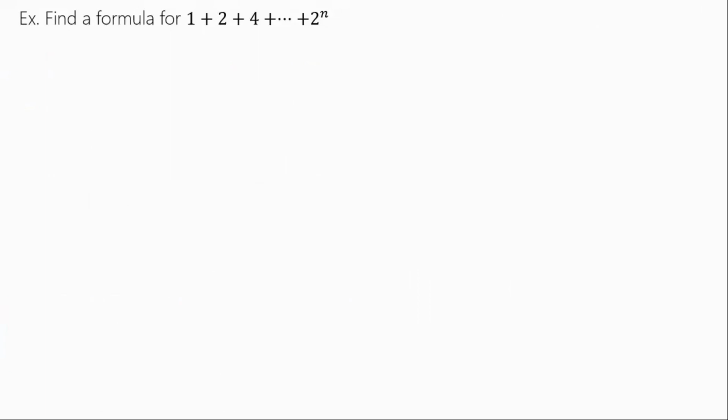Let's say we're asked to find a formula for the sum from 1 to 2^n. And we do some of the things that we learned in our chapters about sequences, and we have a guess. Our guess is that it's equal to 2^(n+1) - 1. So can we show that the left-hand side is equal to the right-hand side?